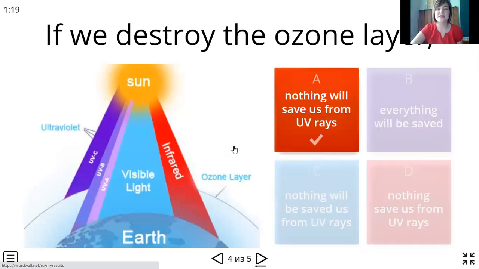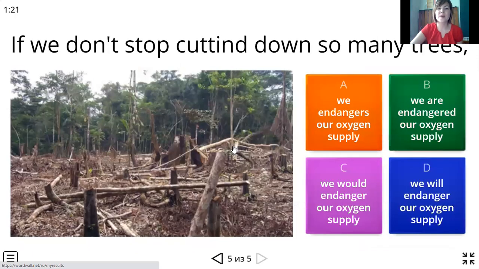Next sentence. If we don't stop cutting down so many trees, we endanger our oxygen supply. We are endangered our oxygen supply. We would endanger our oxygen supply, or we will endanger our oxygen supply. We've got the condition. We are looking for the result used in future, and the only possible answer is D here.